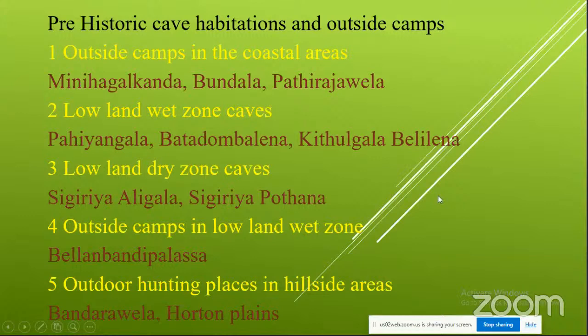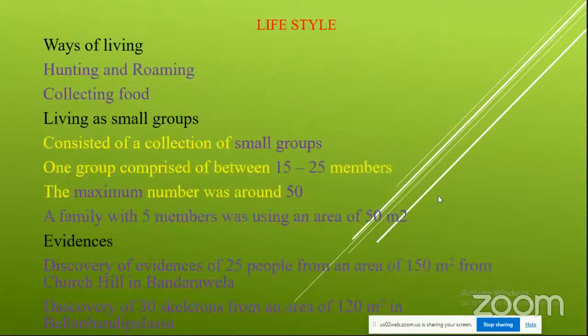So if they ask a question, what are the two types of habitations of the Stone Age man? Outdoor camps and cave habitations. The two types of cave habitations are the wet zone caves and the dry zone caves. Now we'll come to the next one.